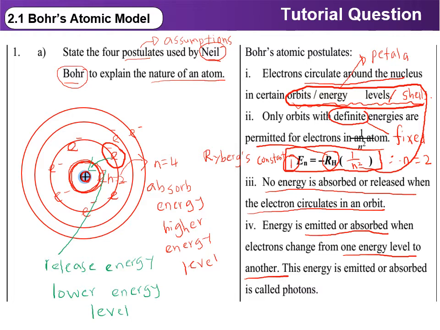So these are the 4 postulates suggested by Bohr, which you need to remember, and they are under C1 and C2. Here, one formula that you need to remember is En equal to negative RH 1 over n squared. The n here represents orbit, energy level, or shells.